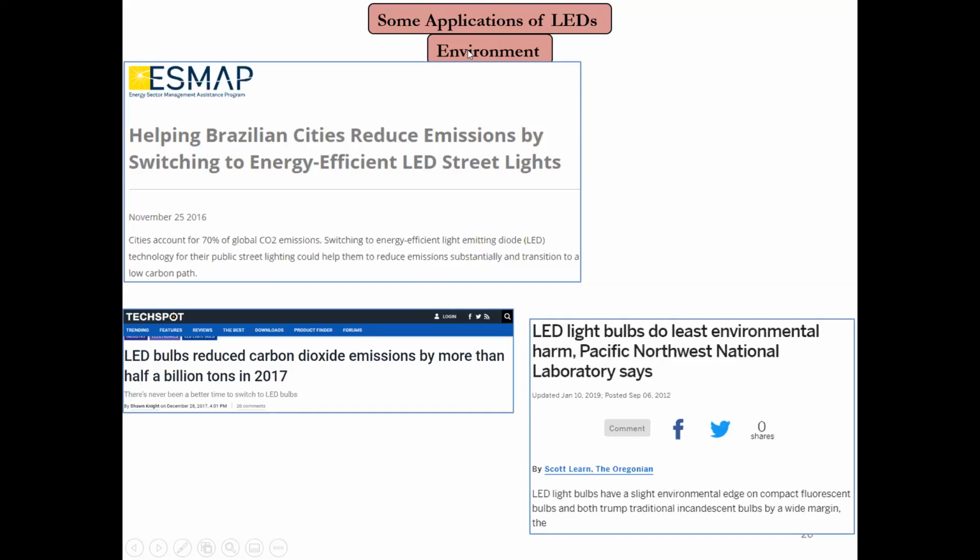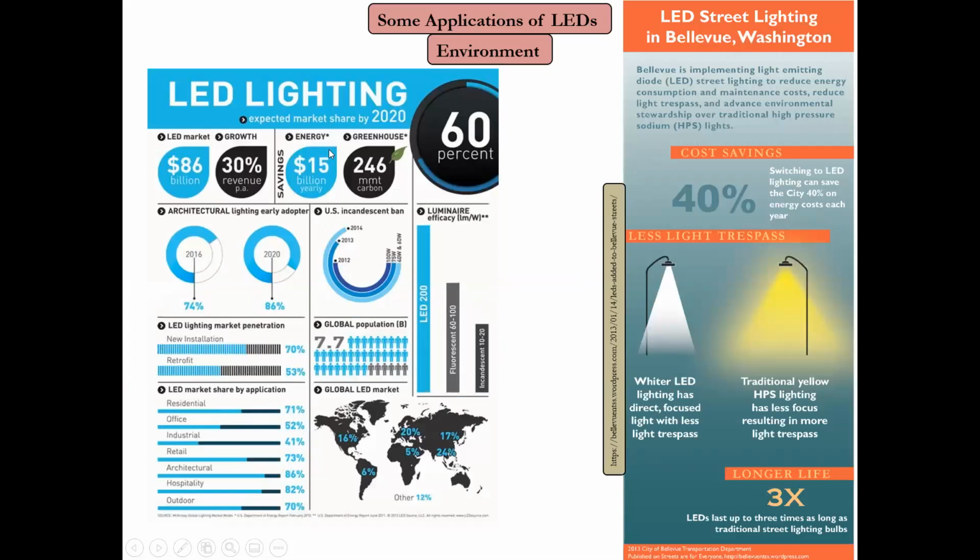In terms of the environment, since light-emitting diodes are energy efficient devices, the world is moving from regular street lights, sodium lamps, and other tungsten or conventional light sources to LED lights to save energy and to save the environment. And this is what the leading magazines are talking about. In terms of expected market growth, for example, this is for 2020. This is the LED market, if you're talking about only 2020. This is an $86 billion market as of today. Revenues are growing 30% per annum, with $15 billion of yearly energy saved.